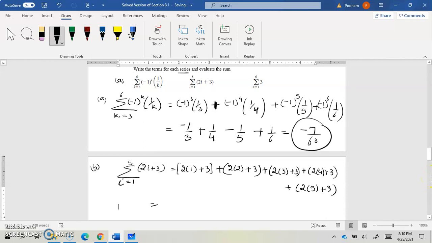That's 5 plus 7 plus 9 plus 11 plus 13. We can add them easily using a calculator. 45 is your answer.